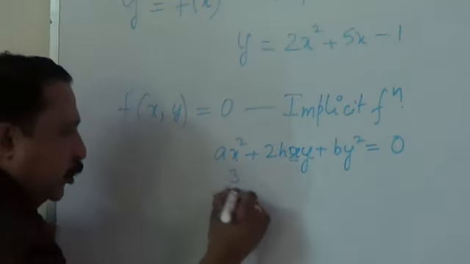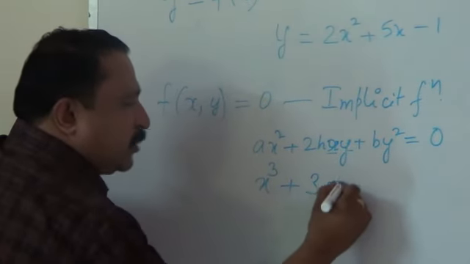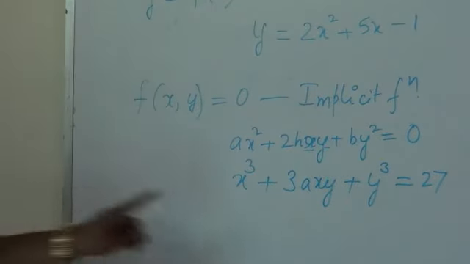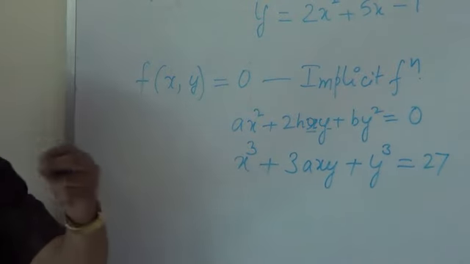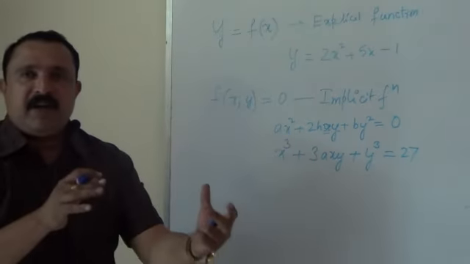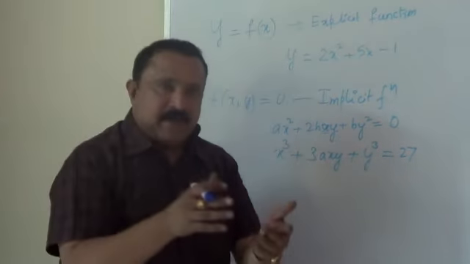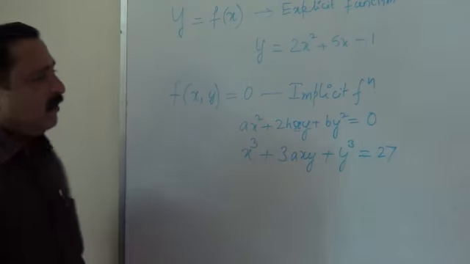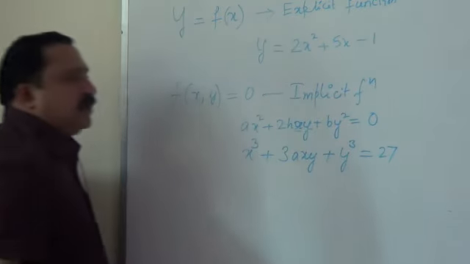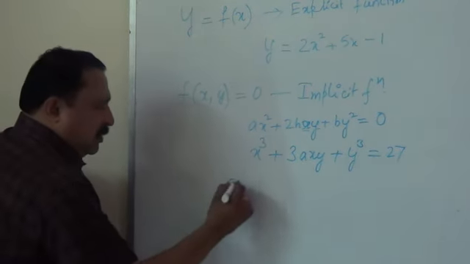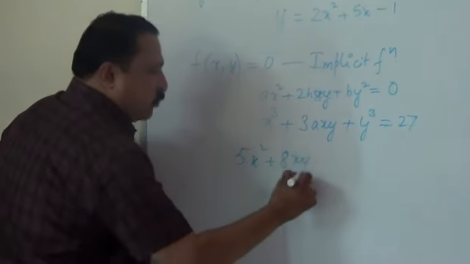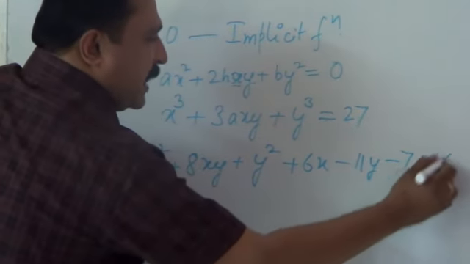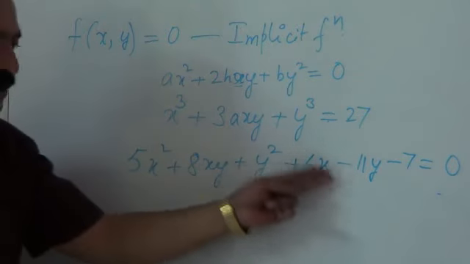Look at this. x cubed plus 3axy plus y cubed equals 27. Again you see x and y are present together. So here you cannot make out which is dependent variable and which is independent variable. Therefore, this is called as an implicit function. In calculus, we come across several types of implicit functions. For example, 5x squared plus 8xy plus y squared plus 6x minus 11y minus 7 is equal to 0 is an example for implicit function.